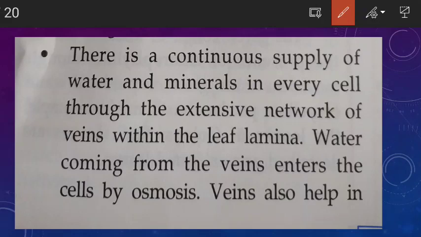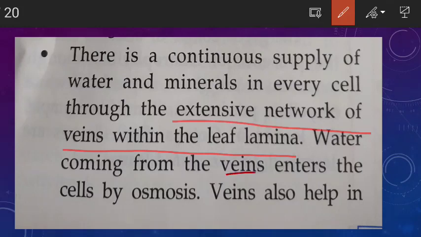There is a continuous supply of water and minerals to every cell through the extensive network of veins within the leaf lamina. Clear? So this extensive network of veins also helps in the transportation of water, which is very important for the process of photosynthesis.